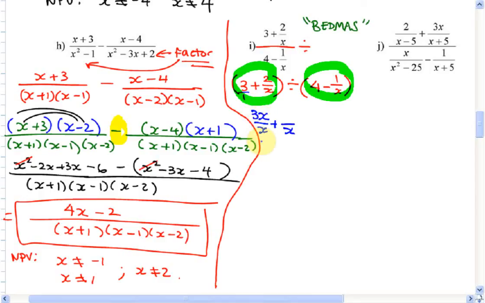What am I missing from the first fraction here? 1 times what gives you x? It's an x. So 3 times what gives you that? It's 3x. Is that better? What about the next fraction here? 2 over x. Do I need to do anything with the 2? No. Good.